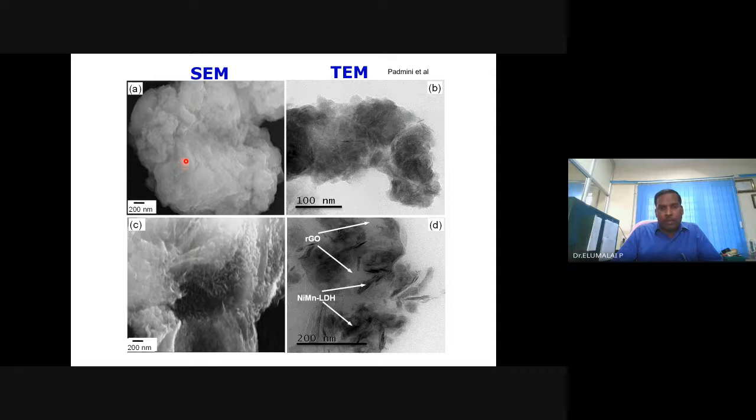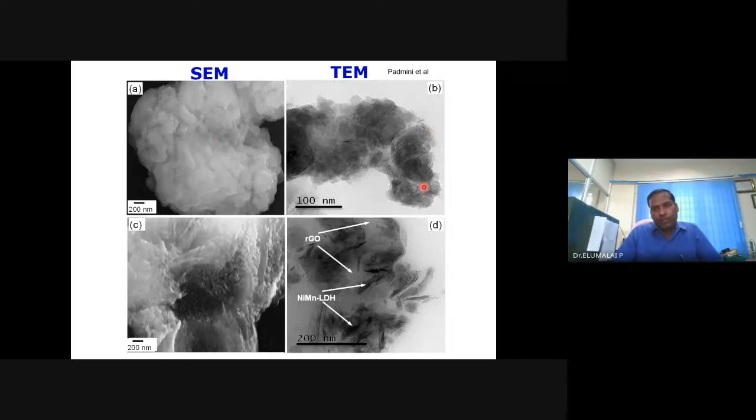Believe it or not, this is a composite. Nickel manganese layer double hydroxide embedded with or mixed with the carbon material. This SEM is a 2D material, or it can provide only such information, but TEM can provide even beyond that. Believe it or not, these dark grays or blacks are LDH, layer double hydroxide, nickel manganese layer double hydroxide. But the light gray is carbon material.